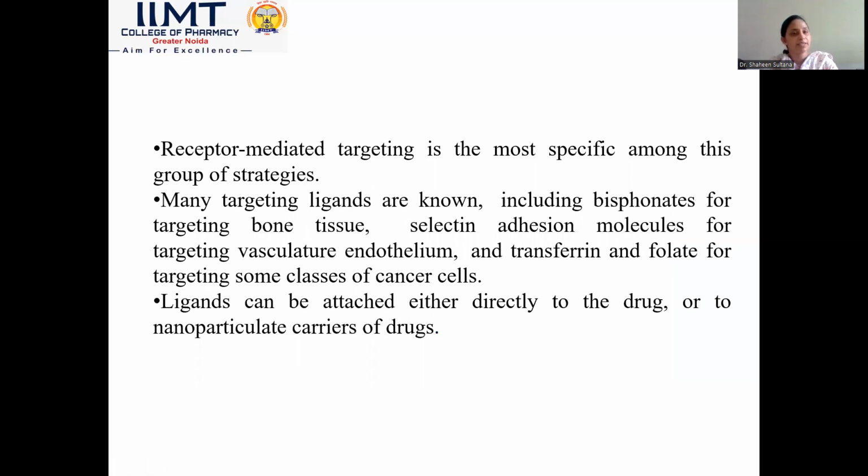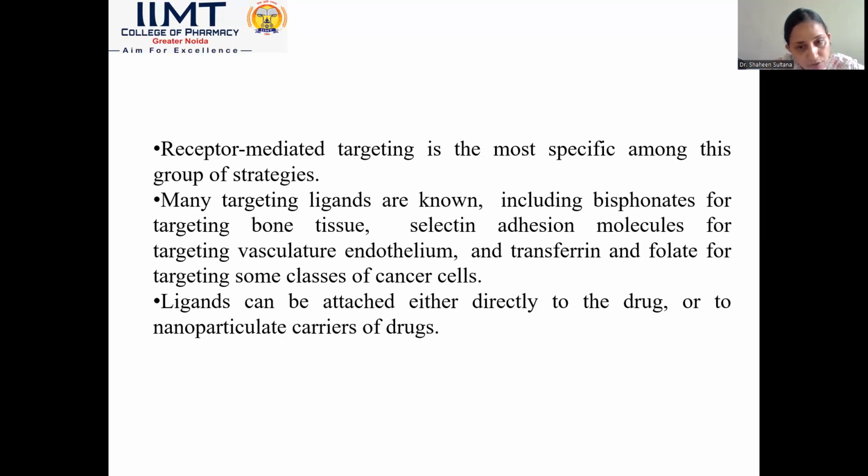Now the next is receptor-mediated targeting. Receptor-mediated targeting means you have to add some ligand to your drug carrier molecule, some ligand to the drug molecule that is able to deliver the drug to the particular site. For example, bisphosphonate is used as a ligand for targeting the bone tissues. Selectin adhesion molecule is used as a ligand for targeting the vasculature endothelium. And transferrin and folate are used as targeting ligands for targeting some classes of cancer cells.